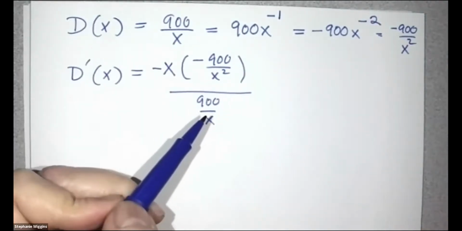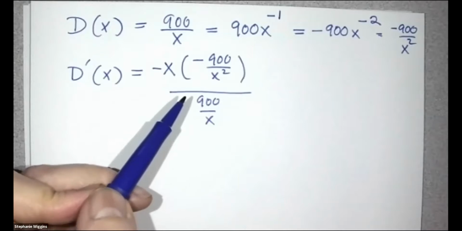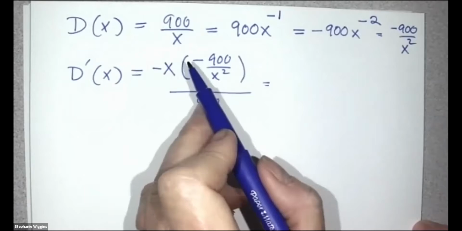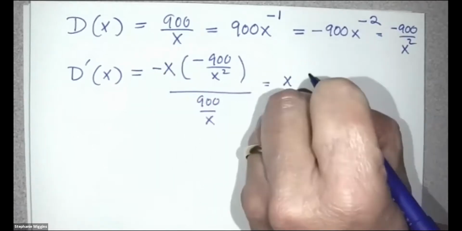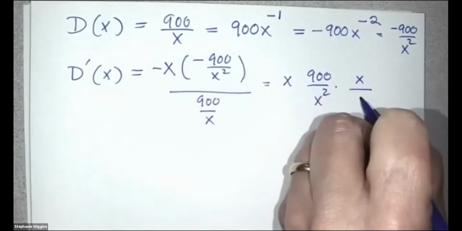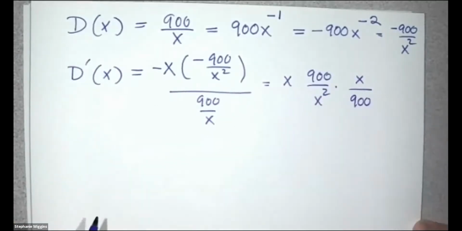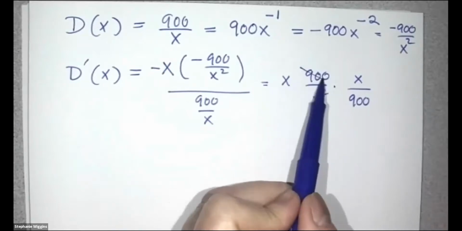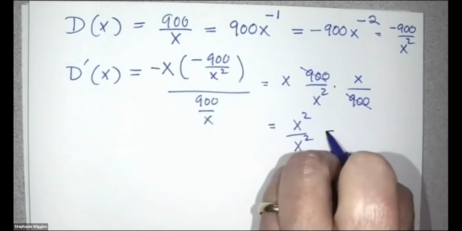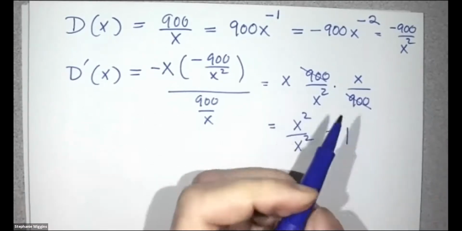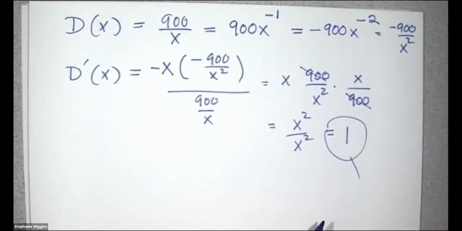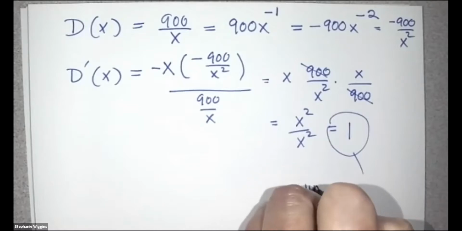And when you divide by a fraction, you multiply by the reciprocal. So this is going to be, first off, the double negatives will be positive. And so this is going to be x times 900 over x squared times x over 900. And then you can see the 900s cancel. And so this becomes x squared over x squared, which is just 1. And so it has elasticity of 1. When it has elasticity of 1, this is called unit elasticity.